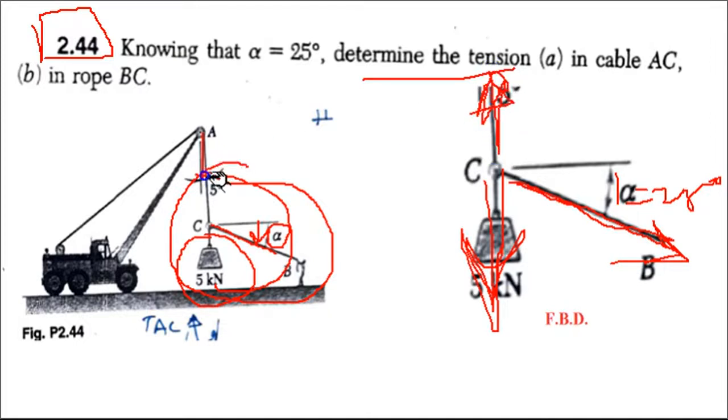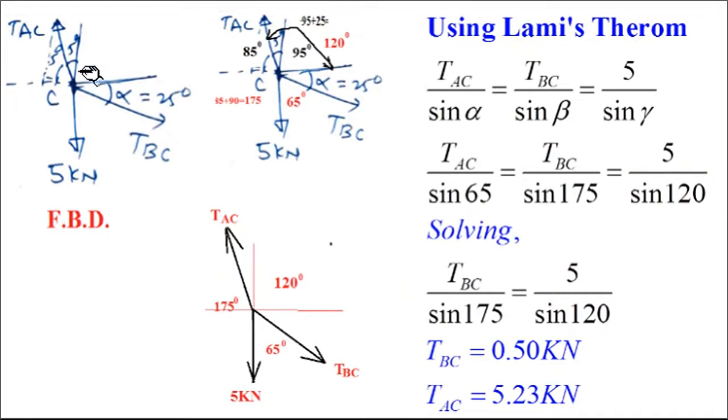Here the angle with vertical is 5 degrees. This opposite angle with vertical will also be 5 degrees. Now we can just see this. This angle is 5 degrees with vertical, means this will be 5 degrees made by this rope AC. This is 5 kilonewton downward. This is TBC, so alpha equals 25. This is acting away, this is acting away, this is also acting away.